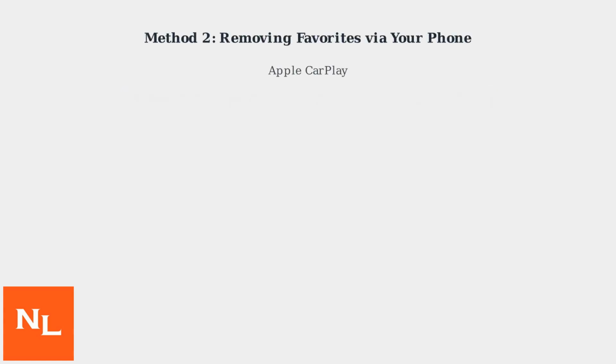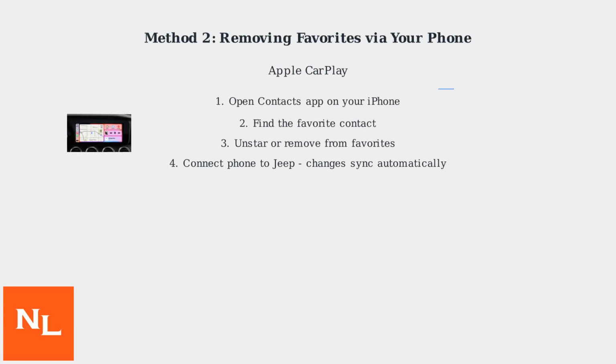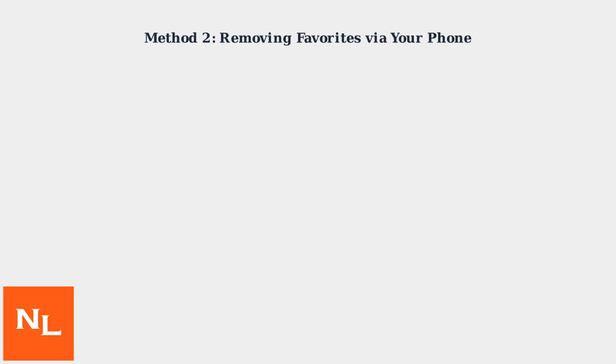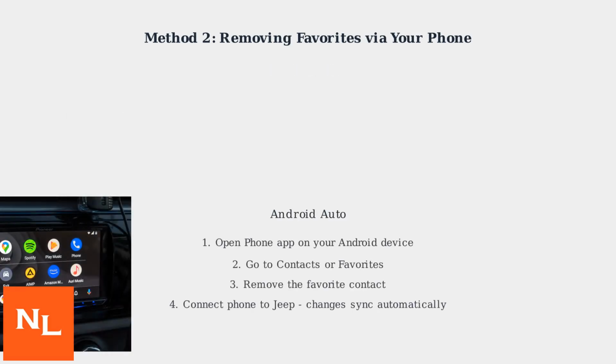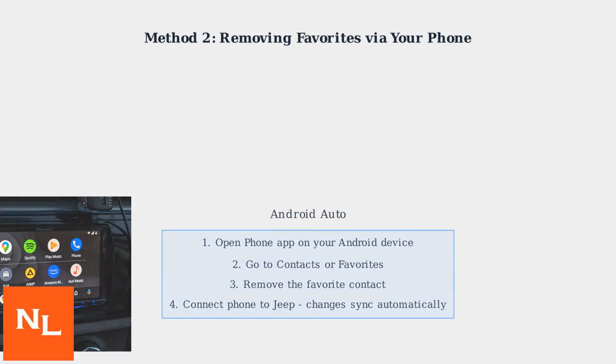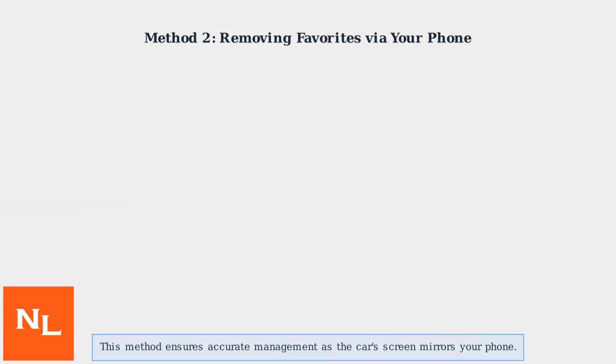If you use Apple CarPlay or Android Auto, manage favorites directly from your phone. The car's screen mirrors your phone's contacts, but changes must be made on the phone itself. Open your iPhone's Contacts app and find the contact. Unstar it for Android Auto. Use your phone app to remove the favorites from the contacts. Connect your phone to the Jeep, and the changes will sync automatically. This is the most direct way to ensure favorites are accurately managed.